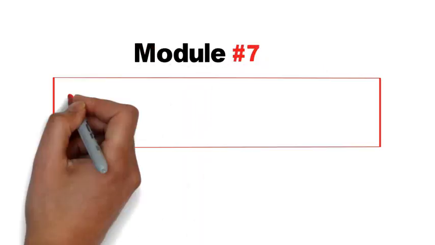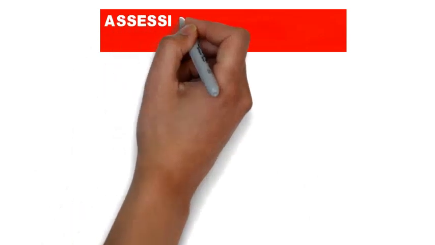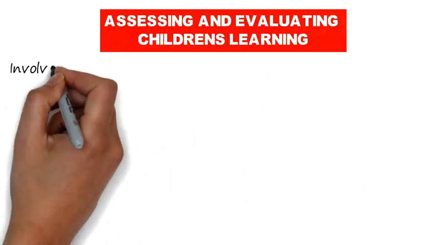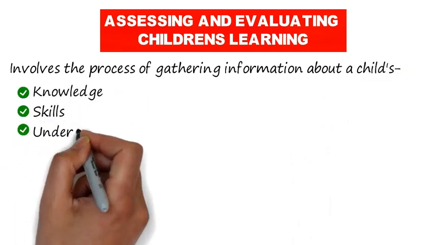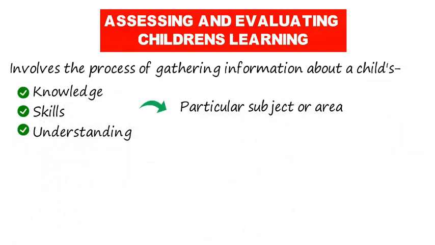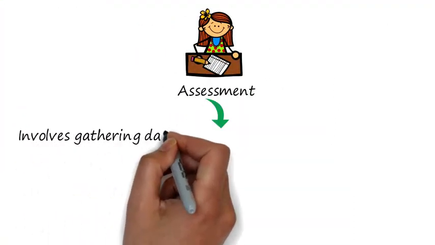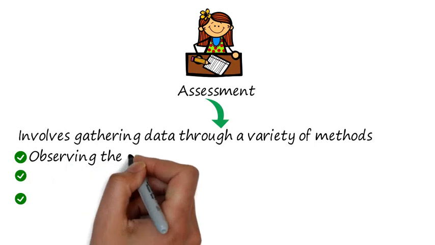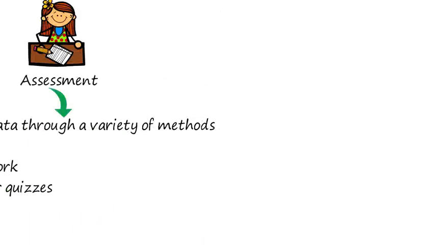Module 7. Assessing and Evaluating Children's Learning. Assessing and evaluating children's learning involves the process of gathering information about a child's knowledge, skills, and understanding in a particular subject or area. Assessment involves gathering data through a variety of methods, such as observing the child, examining their work, and conducting tests or quizzes.